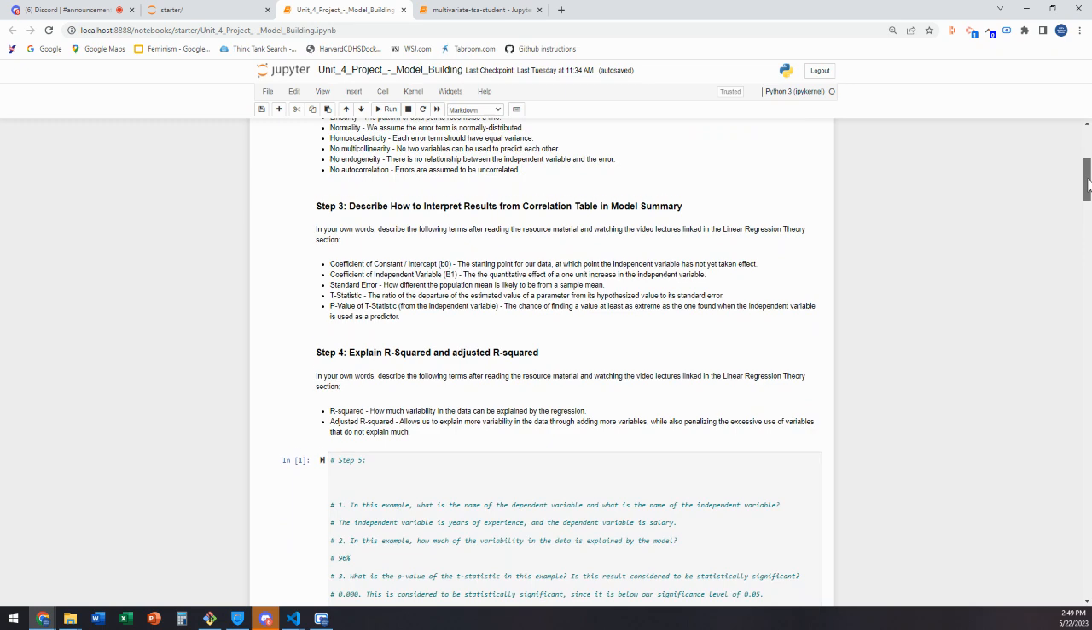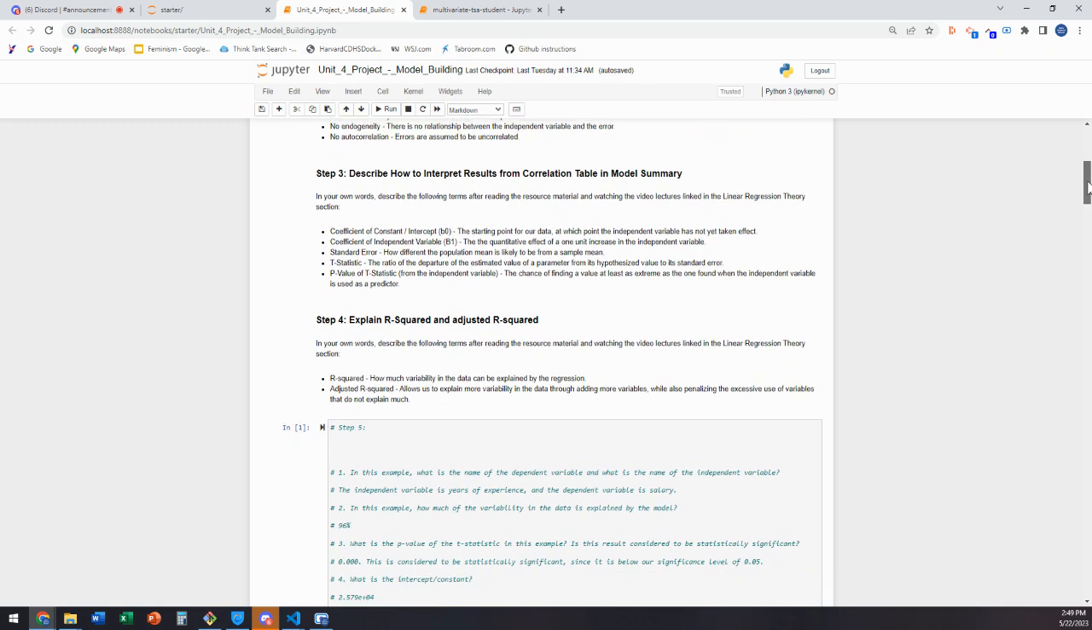And the F statistic, it is not listed here, but it's how statistically significant our overall model is, or that's what the p-value of the F statistic is. And the p-value of the t statistic from the independent variable is the chance of finding a value at least as extreme as the one found when the independent variable is used as the predictor.